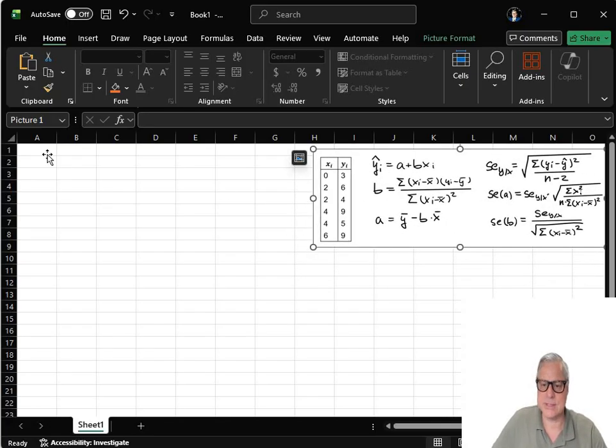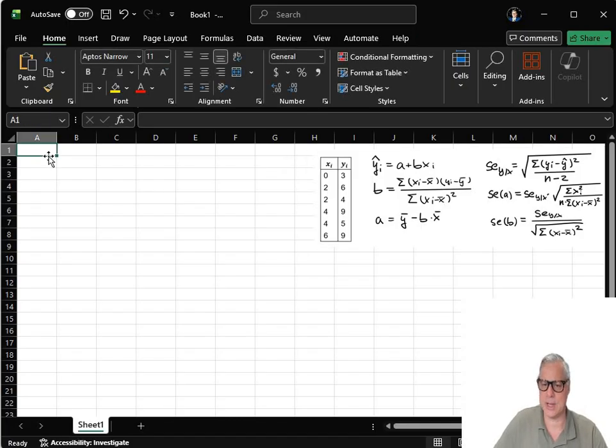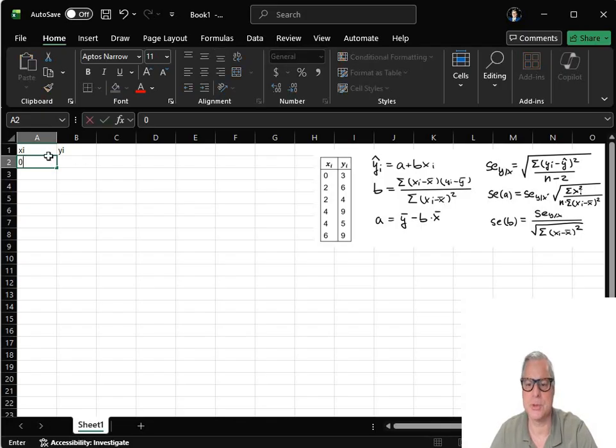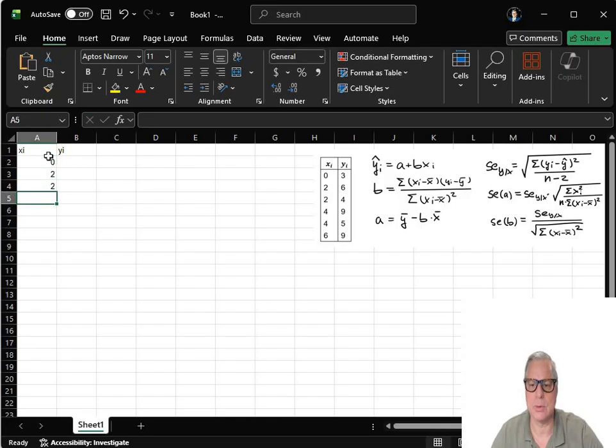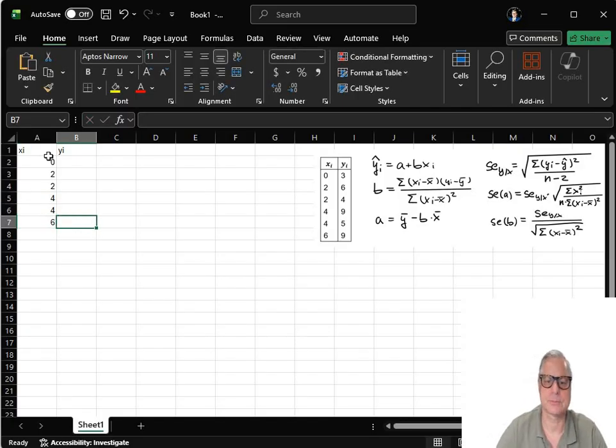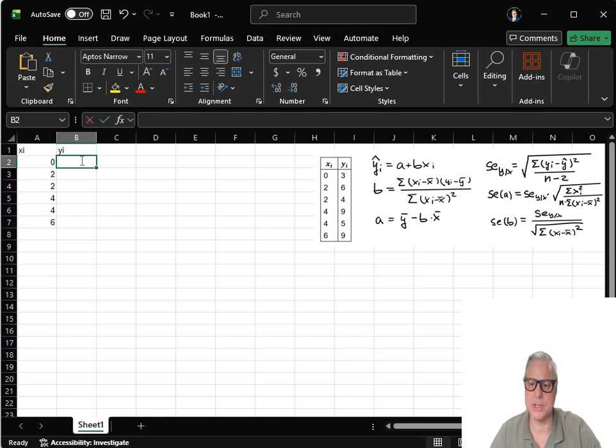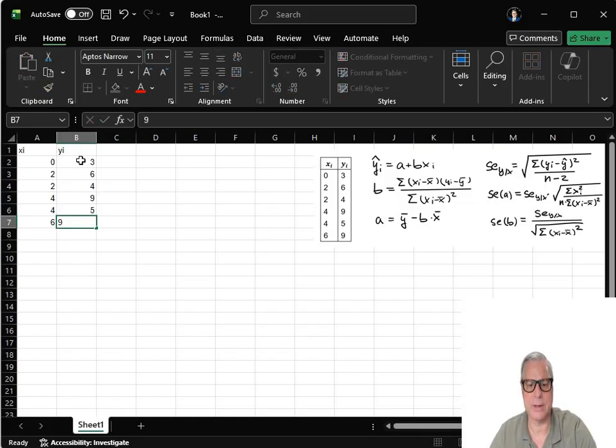Okay, so now let's actually see what we get in Excel if we apply everything. So we have our variable xi and yi. Okay, let me just copy this one. The x values are 0, 2, 2, 4, 4, 6. The dependent variables are, and those are the ones that matter somehow, 3, 6, 4, 9, 5, 9.